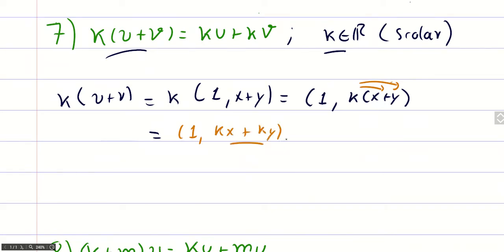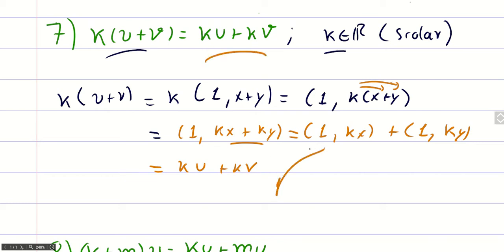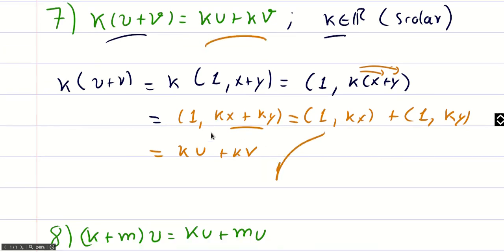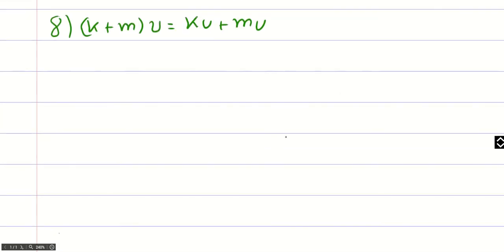and look, this is the same as the sum of two vectors. These vectors are (1, kx) plus (1, ky), and this is the same as ku plus kv, as expected. So yeah, the seventh axiom holds. Let's keep going. Now we got the eighth axiom. Here in this case, k and m are real numbers. They are both scalars.